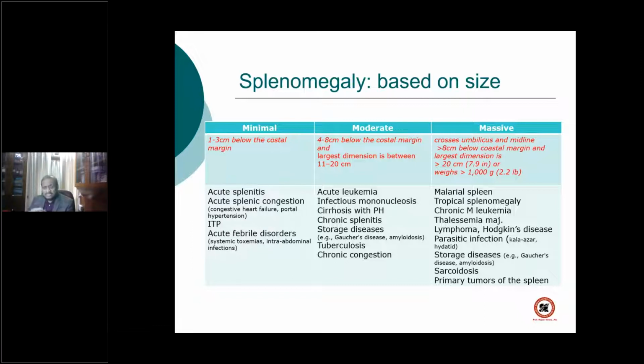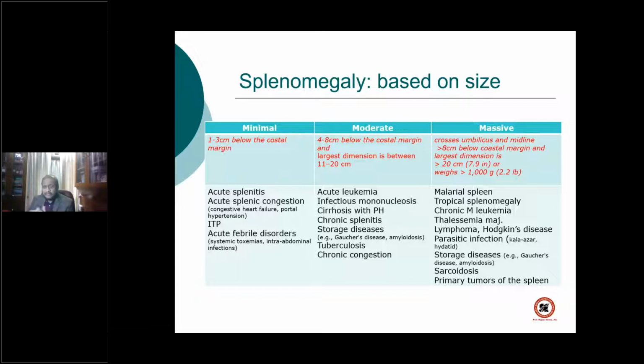And if you look at the largest dimension or longest axis of the spleen, it would be somewhere in the region of 11 to 20 centimeters. But once it crosses the midline, it's to the umbilicus or crosses the midline to the opposite side, or it is more than 8 centimeters below the costal margin in the largest dimension, or if you look at the long axis, it is more than 20 centimeters. The weight is more than 1 kilogram. So in all these conditions, it is known as massive splenomegaly.